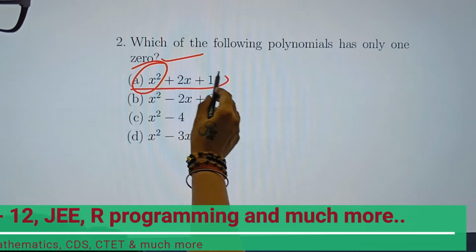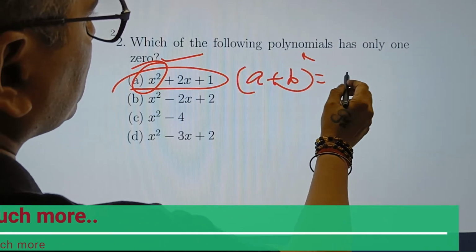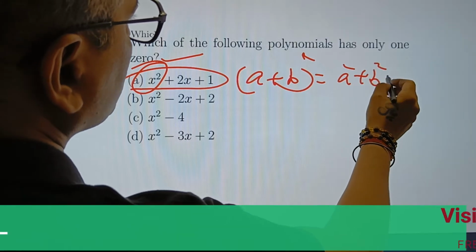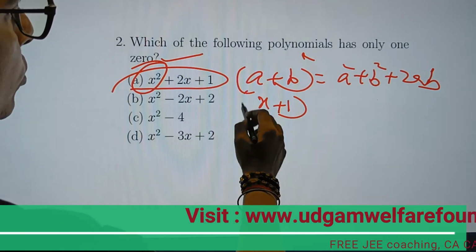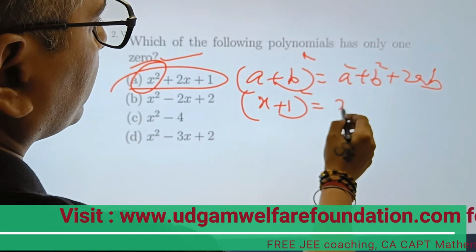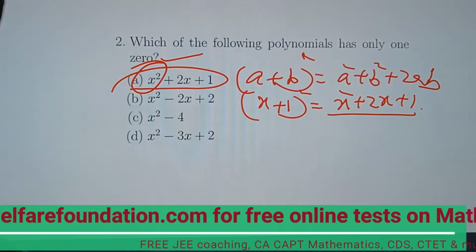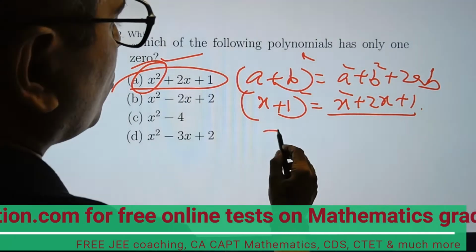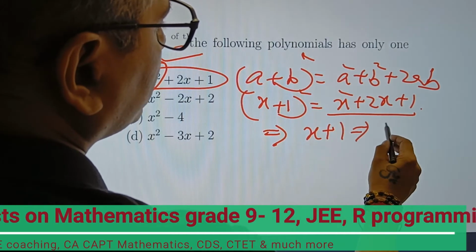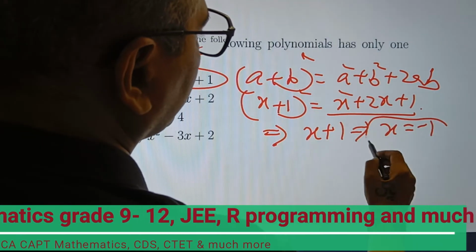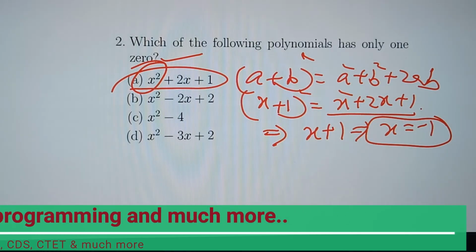Here we have a formula, which is a plus b whole square. A plus b whole square is what? A square plus b square plus 2ab. So here we have x plus 1 whole square, which is x square plus 2x plus 1. So this implies that this quadratic equation will have only 1 zero, which is x equal to minus 1. So all the roots are equal here. Very simple and quite interesting.